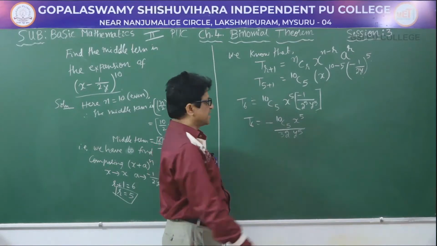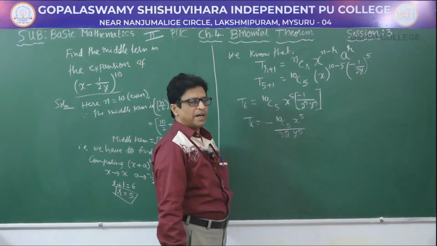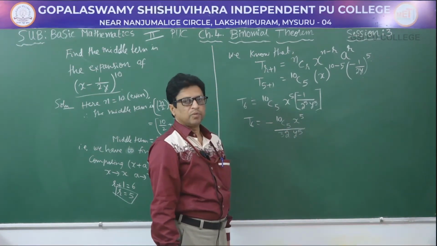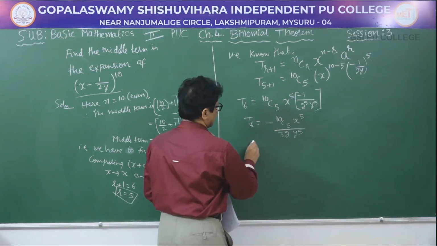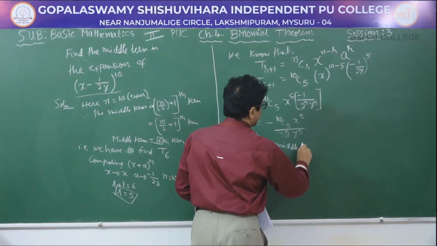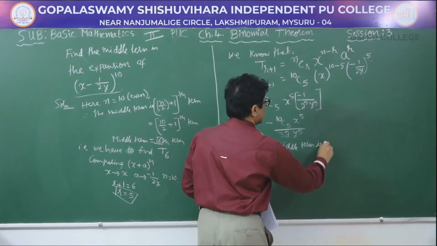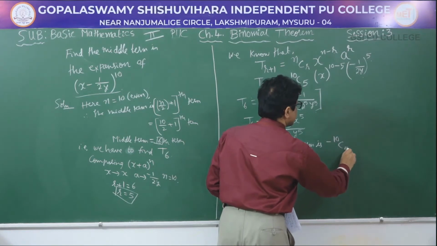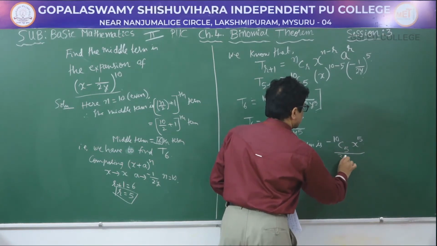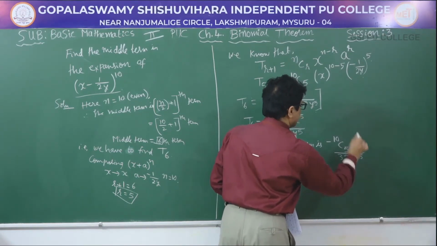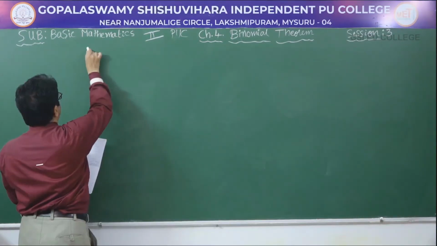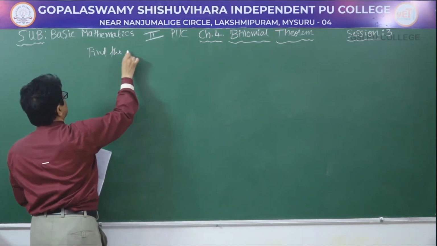So, the middle term of the expansion is the sixth term and it is nothing but minus 10C5 into x^5 divided by 32 y^5. Therefore, the middle term is minus 10C5 into x^5 divided by 32 y^5. That completes this problem.